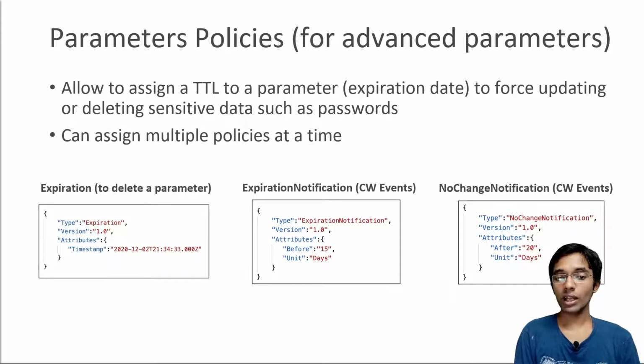In this example, I'm saying my parameter expires in December 2020. Then we have an expiration notification, saying send me a notification through CloudWatch Events 15 days before the expiration happens. And here is a no change notification, saying if my parameter hasn't changed in 20 days, then send me a notification through CloudWatch Events. This is the kind of policy you can attach to your advanced parameters to trigger some sort of automation and to force yourself to change them quite often.